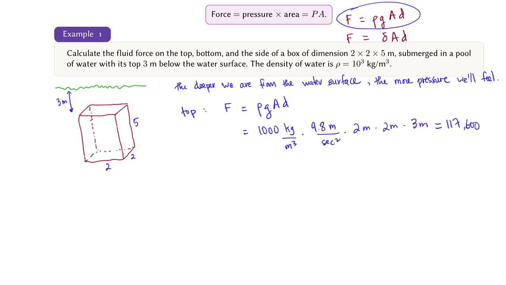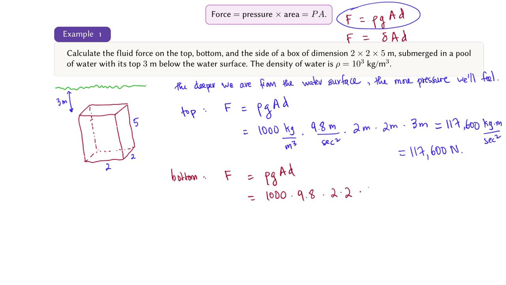This is 117,600 kilogram meters per second squared, or 117,600 newtons. Similarly, any point at the bottom of the box has the same depth from the water surface, so the pressure at the bottom is constant. The force is rho g A D, 1000 times 9.8 times the area, which is still 2 by 2, but the depth is now 8 meters from the water surface.